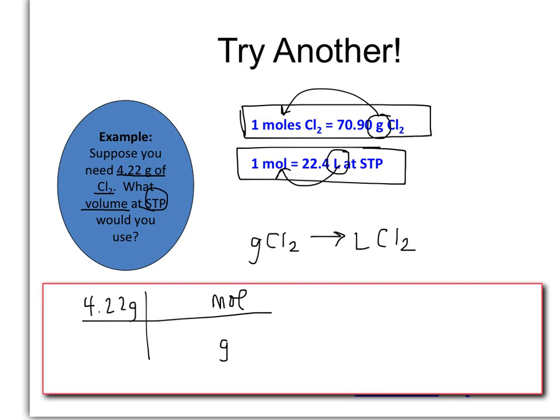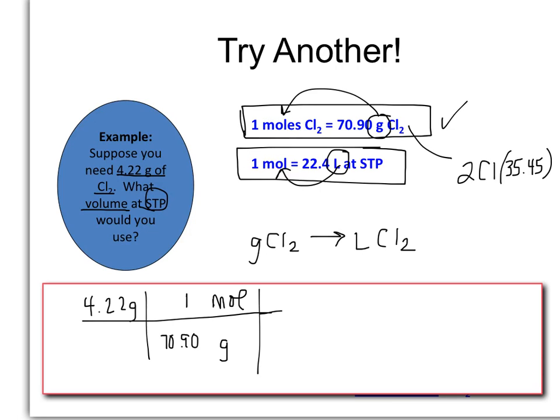So you can see moles in grams. We're going to use the first conversion factor. 1 mole is equal to the molar mass of chlorine, which is 70.90 grams. Remember how I'm getting that number? I'm looking on my periodic table. There are 2 chlorine atoms. Each one has an atomic mass of 35.45 grams, which is giving me the 70.90.